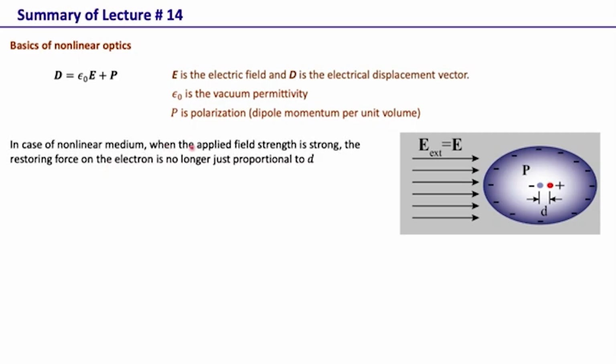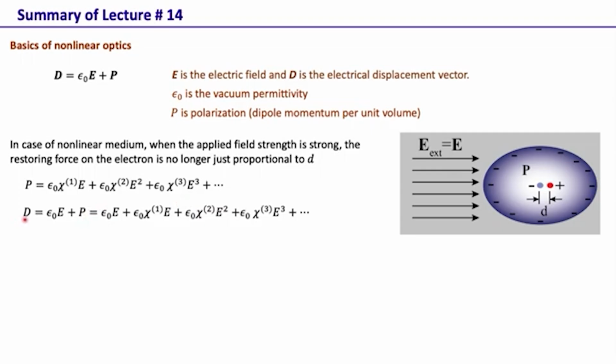So when the applied field is not very strong, that's when a medium acts as a linear medium, and the restoring force on the electron, and thus the dipole and polarization, are all proportional to E. But when the applied field is quite strong, the medium starts acting non-linearly, and the dipole moment and the polarization are no longer just proportional to E. So in addition to a term proportional to E, polarization also has terms proportional to E square, E cube, and so on.